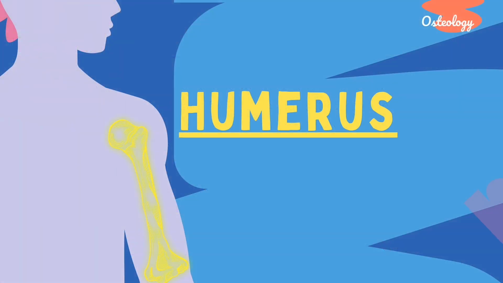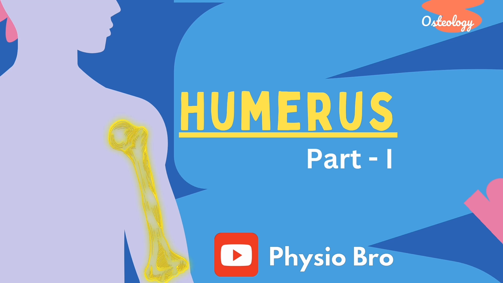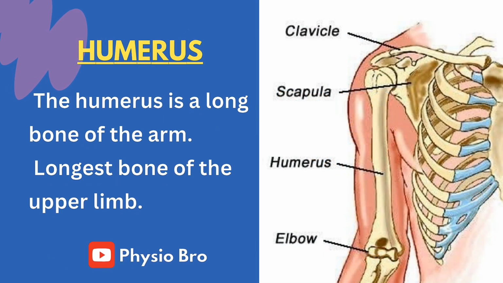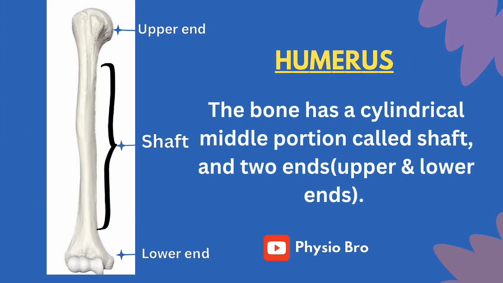Hello everyone, in this video we are going to see about humerus. The humerus is a long bone of the arm, and it is the longest bone of the upper limb. The humerus bone has a cylindrical middle portion called shaft, and two ends, upper and lower ends.